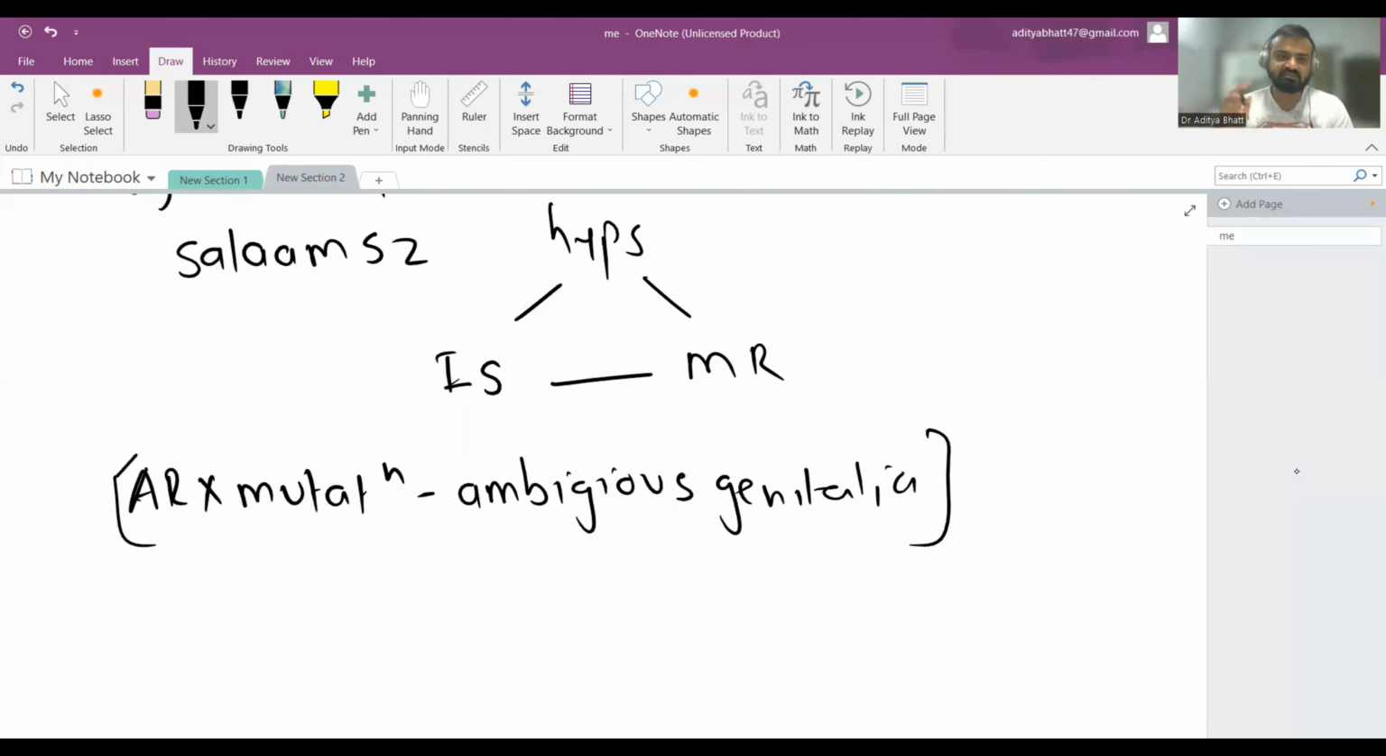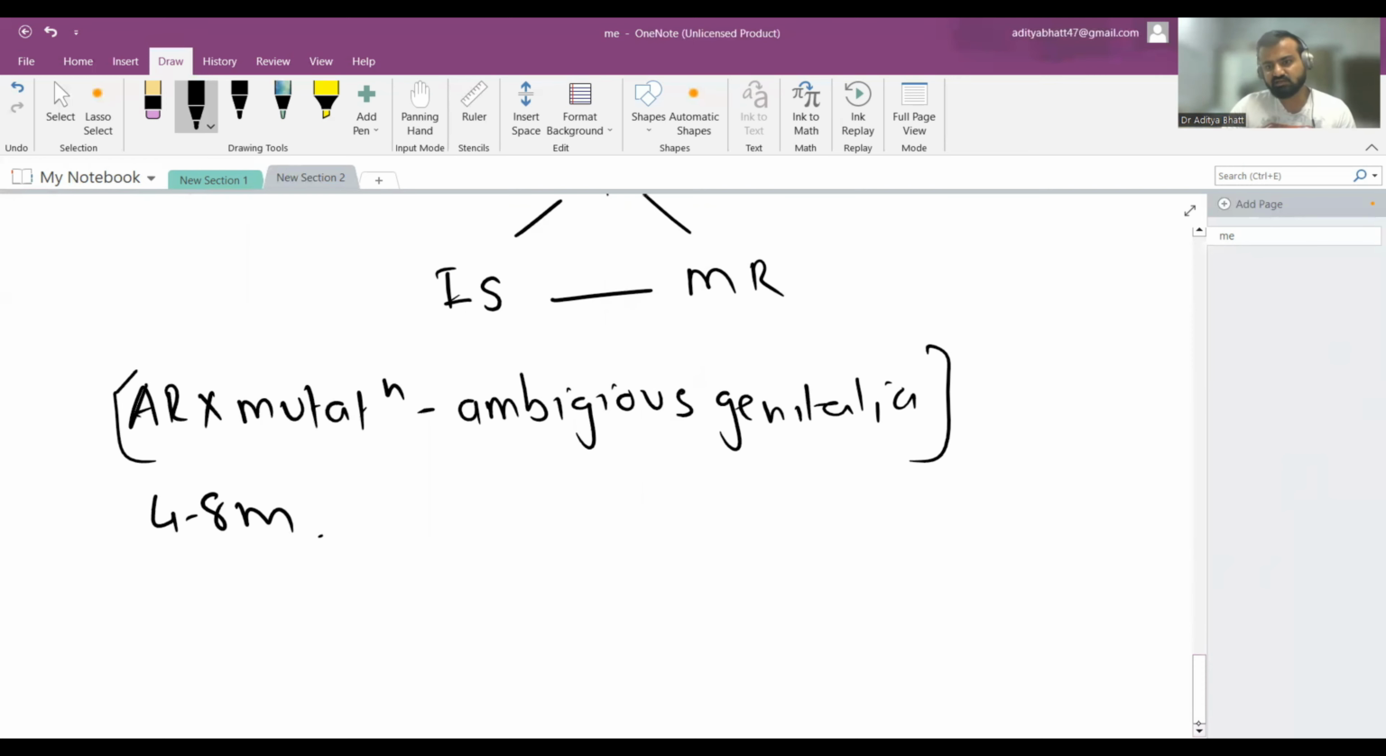See, the history will be that the child is 4 to 8 months of age, and the child has 100 seizures in one day. That is the history you hear with West syndrome, 100 seizures in one day. So that is how West syndrome is. It might be flexor, extensor, or mixed.